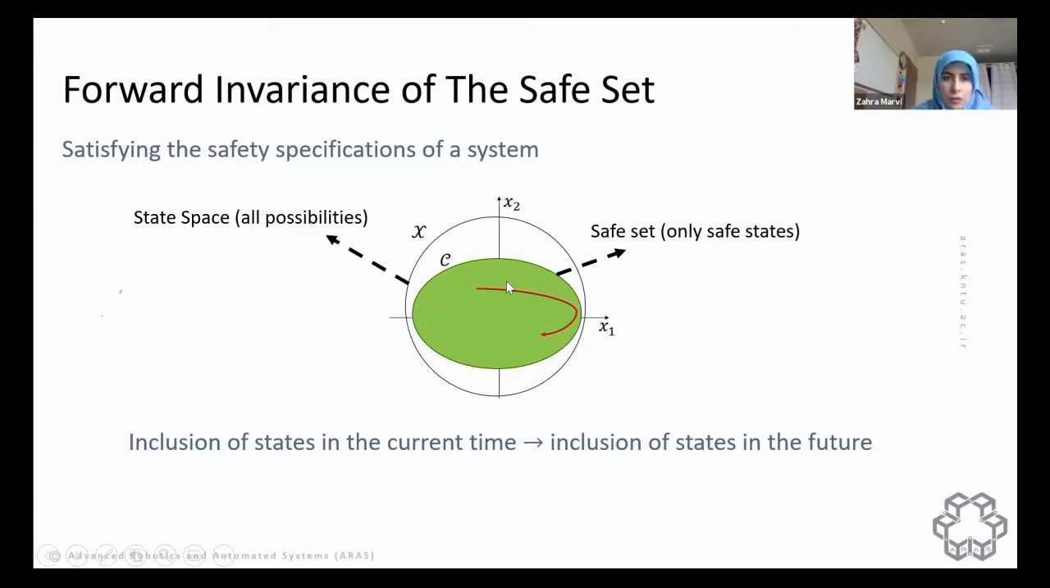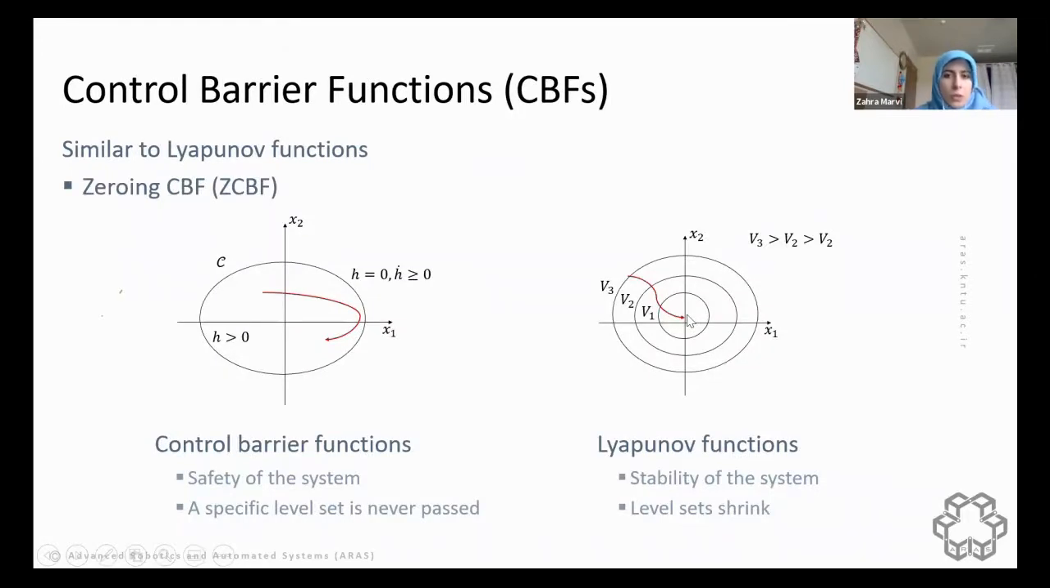So the idea of forward invariance is that if we have some initial condition within the set, we want to make sure that the state of the system will stay in the set for a long time. So if we are in this set at the current time, we would remain in this set forever. And the question is, do we have a tool to make sure that the set is forward invariant? And the answer is yes. We can do that by means of control barrier functions.